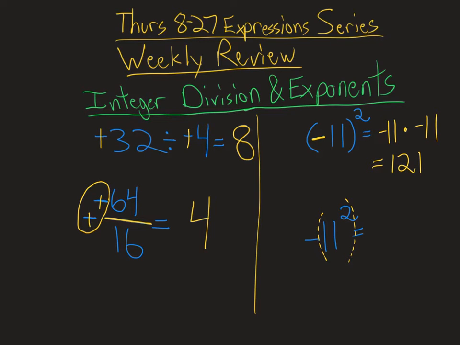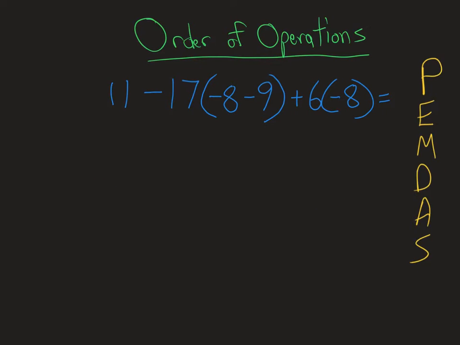Whereas the second problem, order of operations says you would do an exponent before you attach the negative, because the negative is attached by multiplication. So now we have this. Multiply the 2 11s, and then apply the negative to the answer. So that's negative 121. Notice the difference, okay?